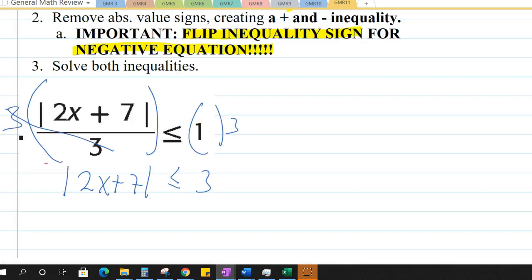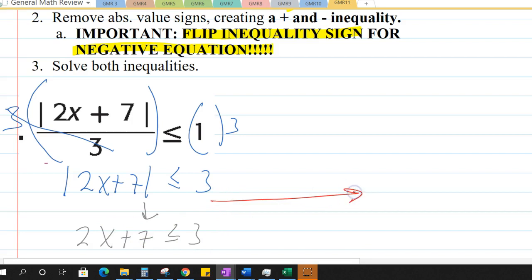Step 2 says to remove the absolute value sign, creating a positive and a negative. So I'm going to create the positive one right here. Nothing changes. And I'll create the negative one off to the right. -3, and I have to flip that inequality. Now it's a greater than or equal to. Now I've completed step 2.